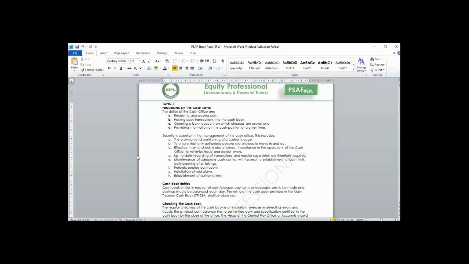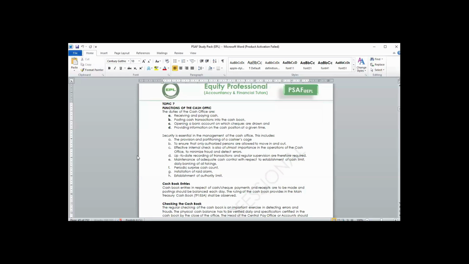This includes provision and partitioning of the cash office cage in order to restrict an outsider from knowing what is happening in there. They normally put a restriction that this office is only meant for authorized staff. Non-authorized persons cannot be allowed to enter. They are trying to create what we call security.